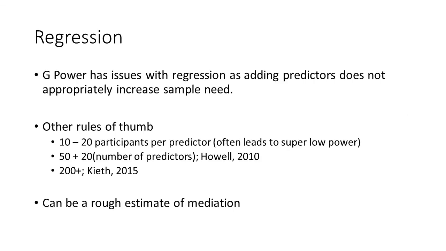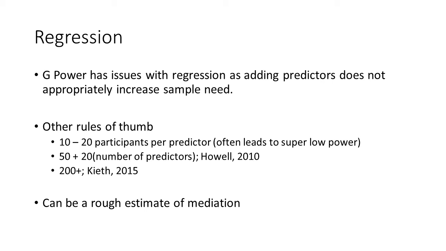If we wanted to go with regression, there are some issues here, unfortunately. GPower does not handle regression well, mainly because you can keep adding predictors and it does not appropriately increase your sample size need. So there are some other rules of thumb that you can use for a regression model, especially with multiple regression, moderated regression, and mediated regression or conditional process. Some recommend 10 to 20 participants per predictor. This is good in theory, but horrible in practice, in the sense that if you only have one predictor, that's suggesting you only need 20 participants, which is going to be way underpowered.